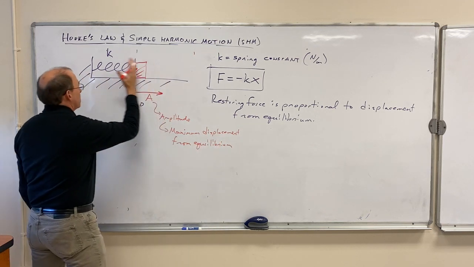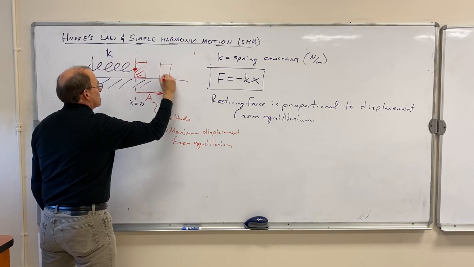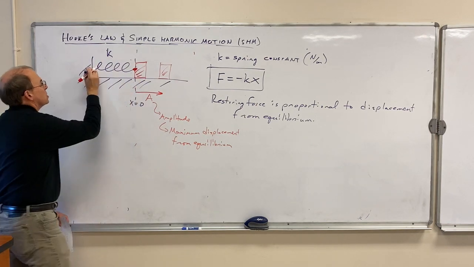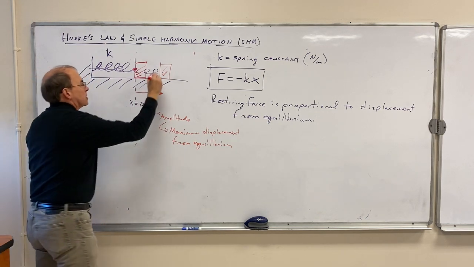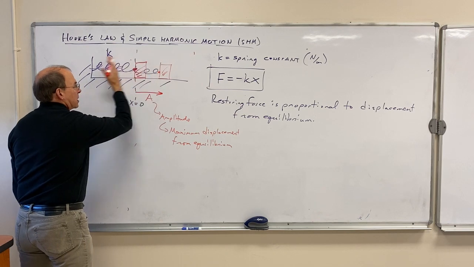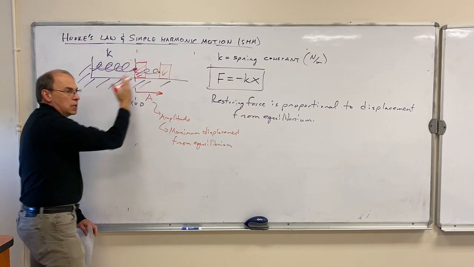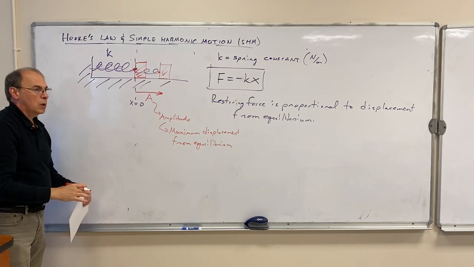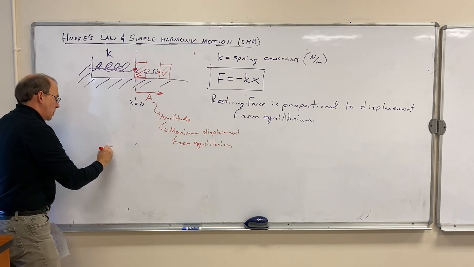I could just as easily have compressed it by the same amount, but I stretch it here. You have to imagine the spring stretched now, still attached, and if I release this mass, it would now oscillate back and forth like this. That oscillation is called simple harmonic motion or simple harmonic oscillation.